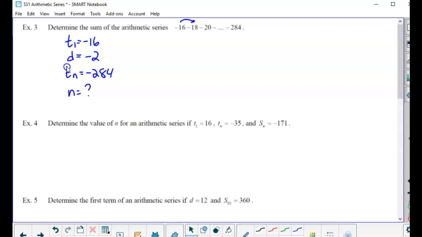So this is very similar to a question that we did back in arithmetic sequences. Which term number is this? Okay, so Tn is the first term plus n minus 1 times the common difference. And we know that that's negative 284 in this case. So then you solve that for n.